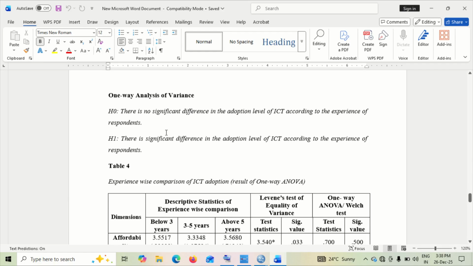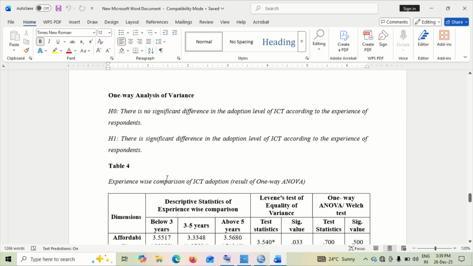Yes, this is the result of one-way analysis of variance. First of all, we have to set the null and alternative hypothesis. The null hypothesis: there is no significant difference in the adoption level of ICT according to the experience of respondents. The alternative hypothesis is that there is a significant difference in the adoption level of ICT according to the experience of respondents. Table 1 is given for one-sample t-test, 2 for independent sample t-test, 3 for paired sample t-test and table 4 for one-way ANOVA.